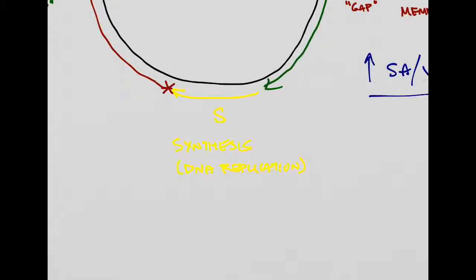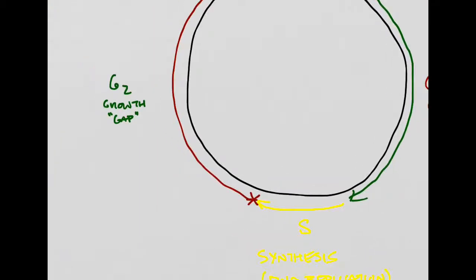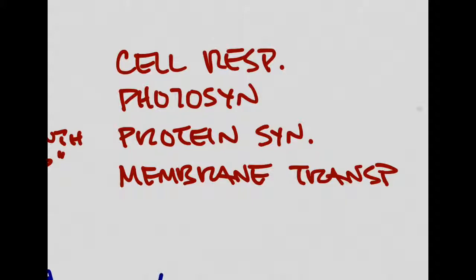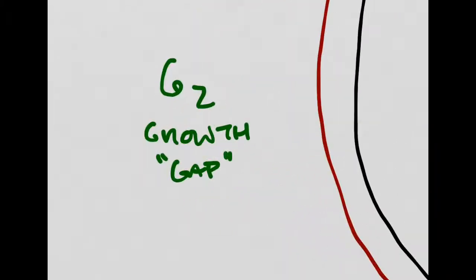And we all understand how DNA replication works because you did a stop action on it. So I'm not going to go into the details of that other than to tell you that it has to happen before the next stage, which is the second growth stage. Everything that we saw happening in the first growth stage, cell respiration, photosynthesis, protein synthesis, membrane transport, all that stuff is also happening in this phase too. And again, we continue to grow.